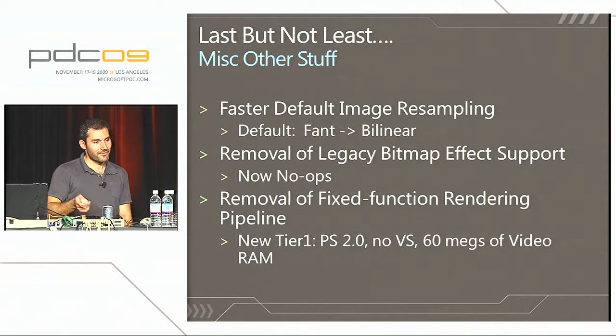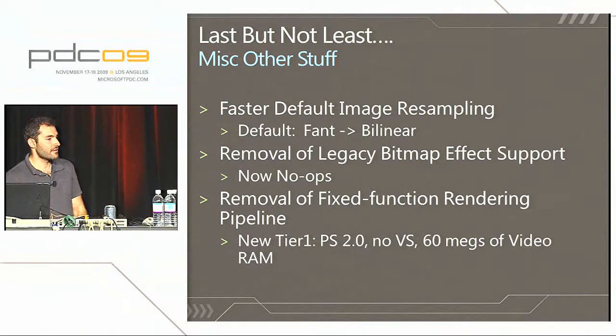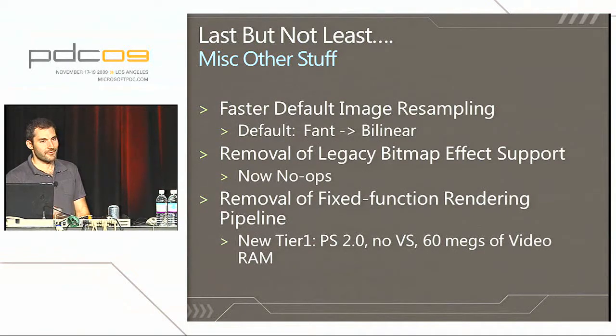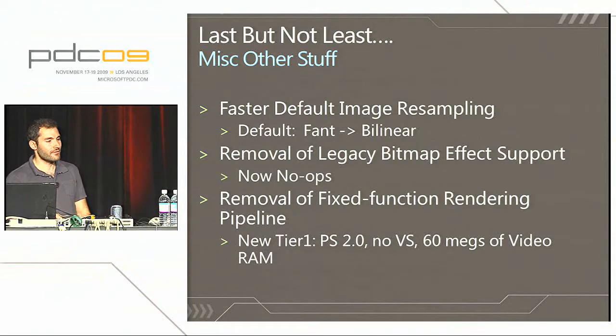And we've also removed the fixed function rendering pipeline. Fixed function corresponds to DX7, DX8 class hardware. So we'll only render hardware accelerated now if your target hardware supports Pixel Shader 2 or better. So we've changed the definition of Tier 1 using the tiering API. So Tier 1 now requires Pixel Shader 2.0, and it has a 60 megabyte video memory requirement versus Tier 2, which has a 120 megabyte video memory requirement.